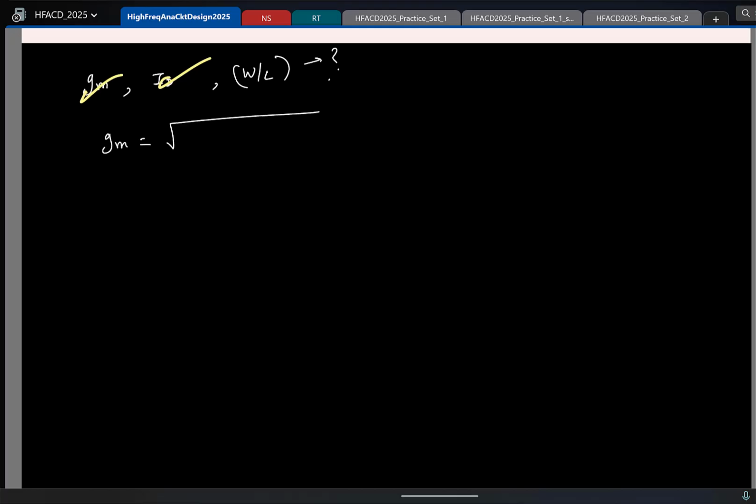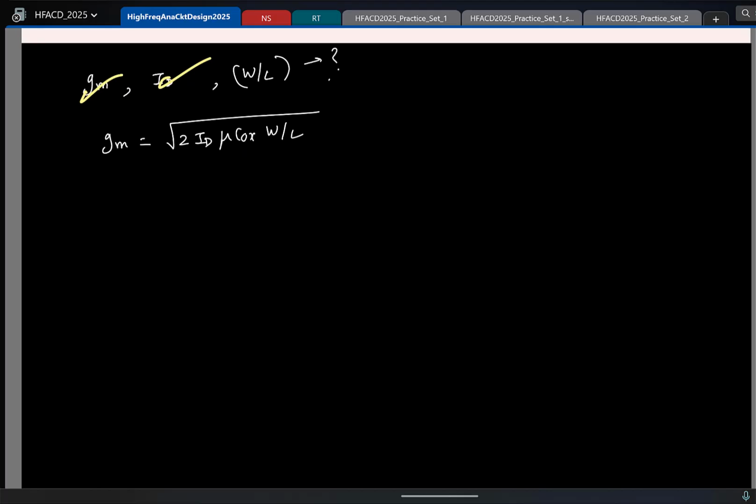GM is under root 2 ID mu C OX. So from this, since you know the current, I know GM. If you know this, you can find W by L. Then you can assume a particular length, and that will give you the width. Okay.